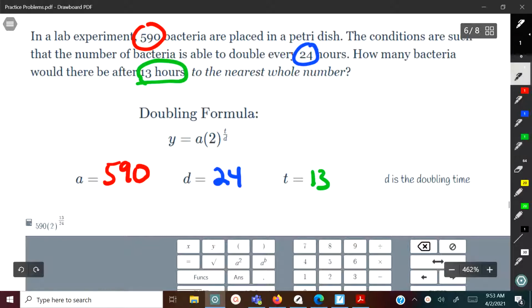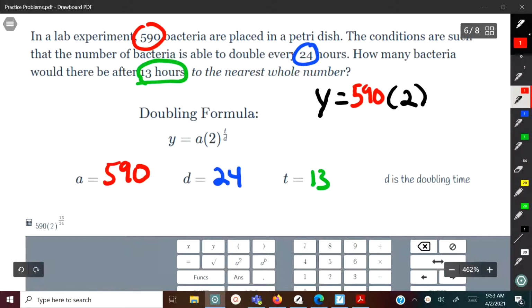So you're going to plug all of those into the formula. So you're going to plug in your a here, which is 590. You're going to plug in your t. We're going to raise this up to 13. And then divide that by 24.